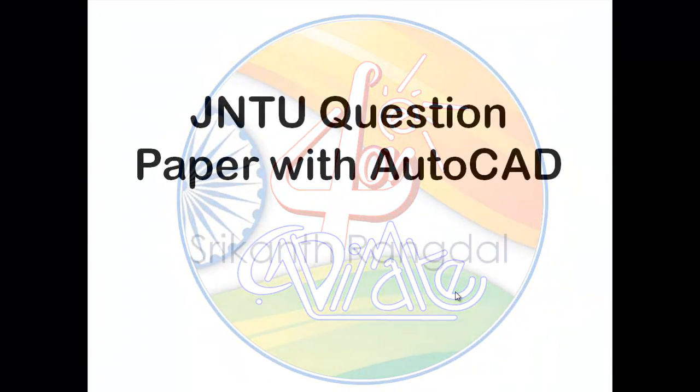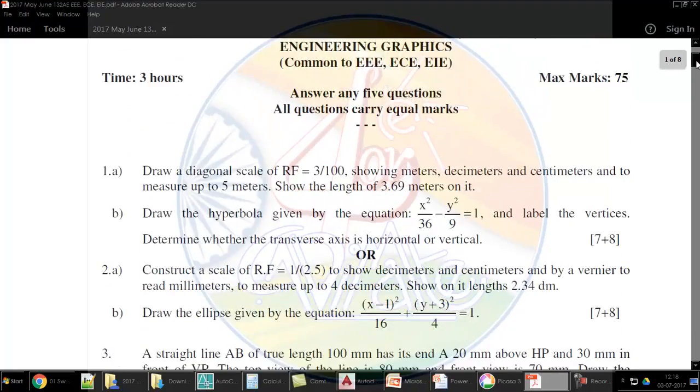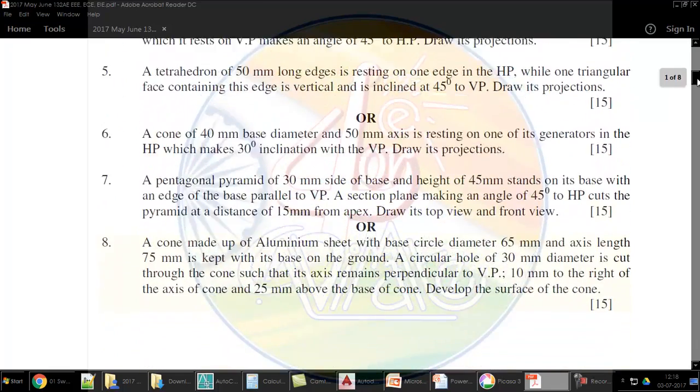The paper that we'll be taking this time is a paper given for EEE, ECE and EIE, and a paper which appeared in May-June 2017. You can pause it to view at different parts and just scroll it down at a faster pace.